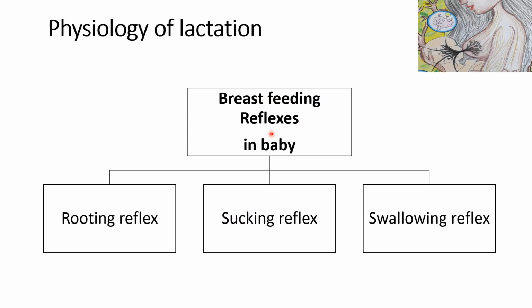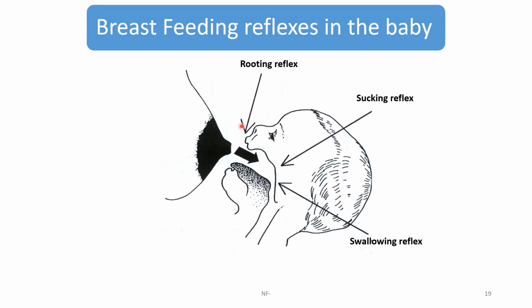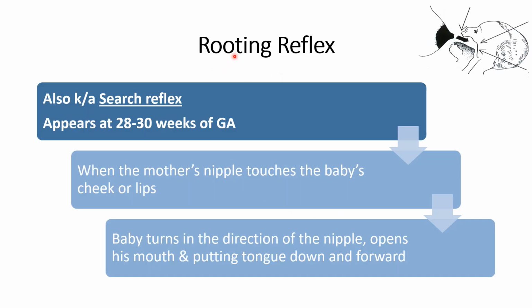What are the breastfeeding reflexes in the baby? Rooting, sucking and swallowing reflex. So here in this image you can see rooting reflex, sucking reflex, swallowing reflex, all are important for effective breastfeeding. Rooting reflex, also known as search reflex, appears around 28 to 30 weeks of gestational age. When the mother's nipple touches the baby's cheek or lip, this reflex is stimulated. Baby turns in the direction of the nipple, opens the mouth and puts the tongue down and forward.